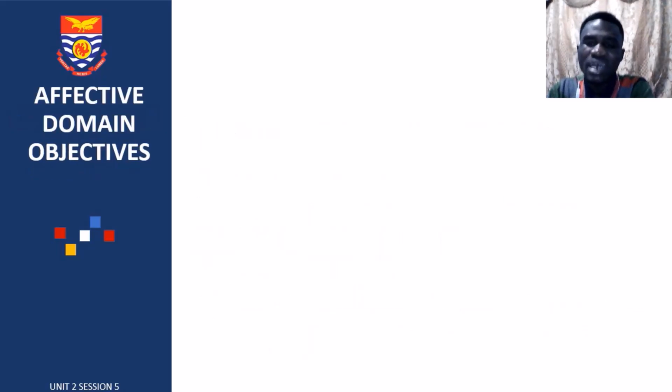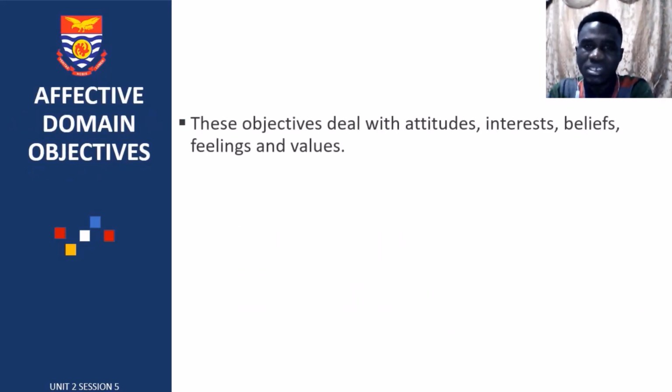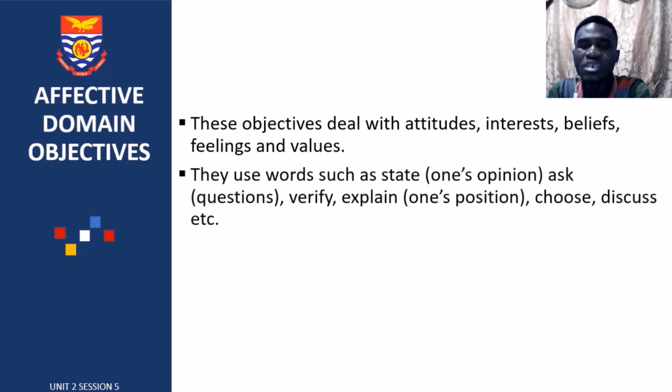Now let's look at the affective domain objectives. This objective deals with attitudes, interests, beliefs, feelings, and values. And they use words such as state. So you can state one's opinion, ask questions, verify, explain. So you can explain one's position, choose, discuss. These are verbs that can be used in the affective domain.